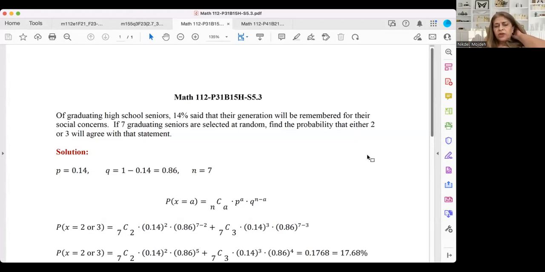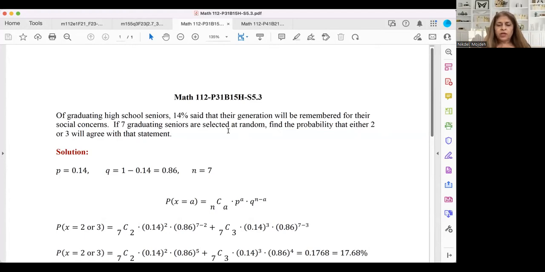This is the section on the binomial distribution. Of graduating high school seniors, 14% said that their generation will be remembered for their social concerns. If 17 graduating seniors are selected at random, which is our n, find the probability that either 2 or 3 will agree with this statement.